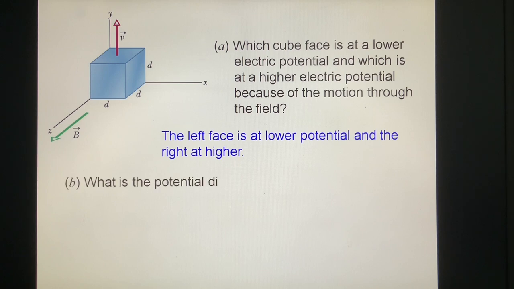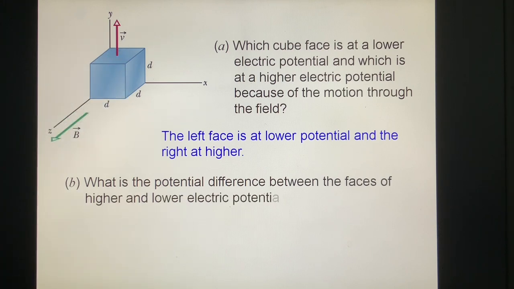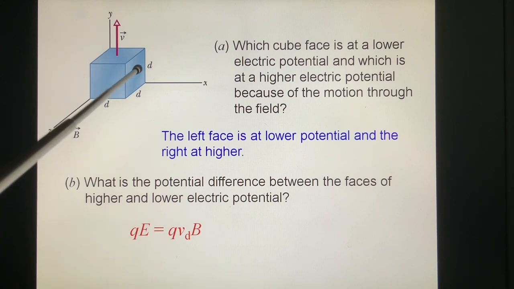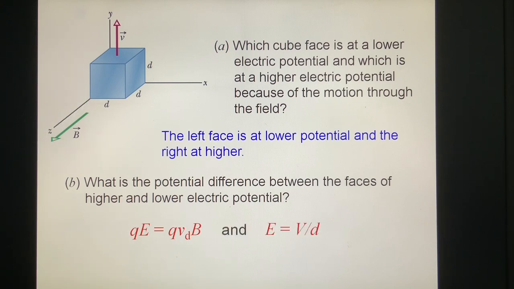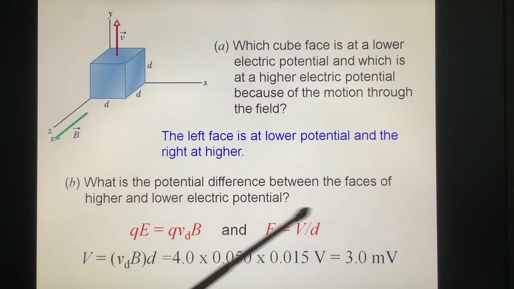Question B, what is the potential difference between the faces of the higher and the lower electric potential? Now, we use the same thing. In this case, we balance the magnetic field force with the electric field force on the carrier. So this is the electric field force, this is the magnetic field force, they must be equal. Then we can find the potential, E equal to V over d. So we put in the numbers, and we get the V, very simple, 3.0 millivolts.